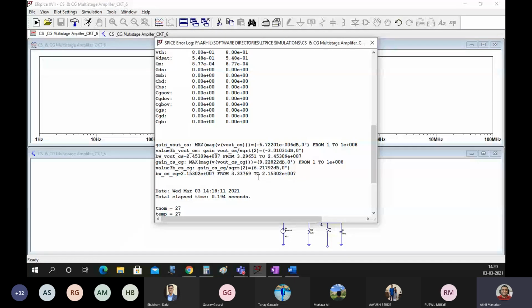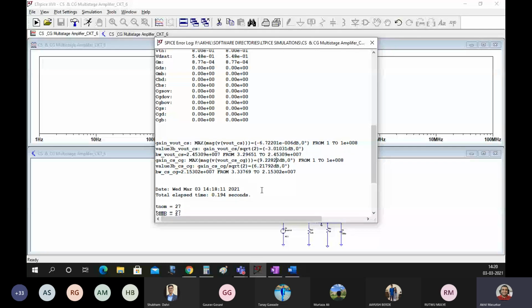Now we have got the gains here. So this is 0 dB, that is, the first gain is 0 dB, and the second gain is 9.2. You can see that this is 10 raised to minus 6 dB, which is almost zero only. So this is 0, this is 9.2, that is correct, and then finally we have our bandwidth.